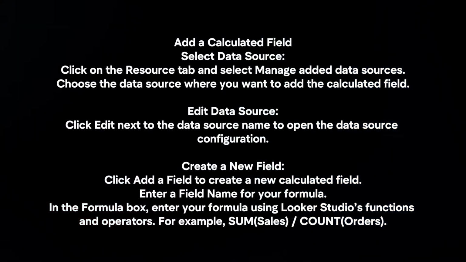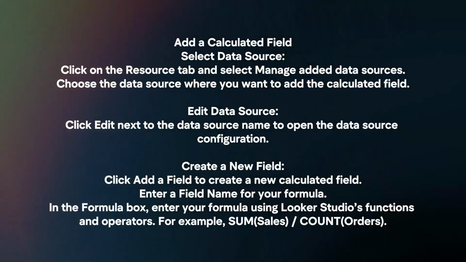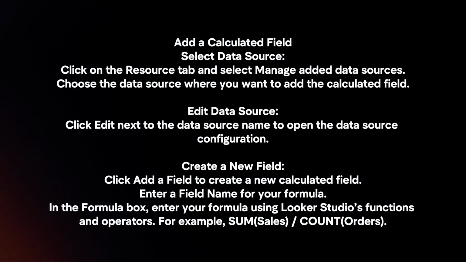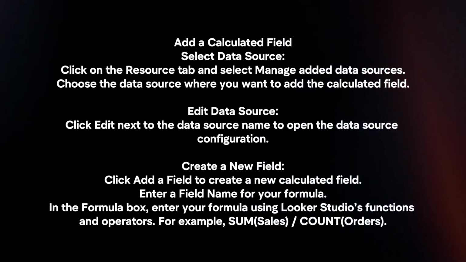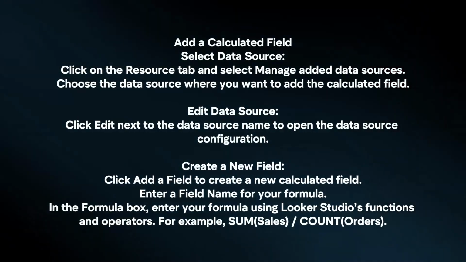Edit data source. Click Edit next to the data source name to open the data source configuration. Create a new field. Click Add a field to create a new calculated field. Enter a field name for your formula. In the formula box, enter your formula using Looker Studio's functions and operators.